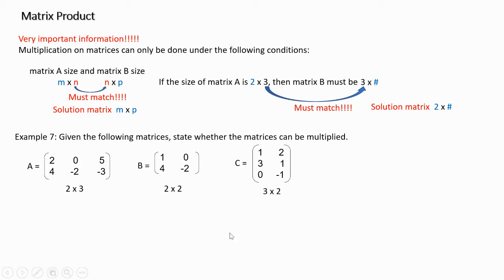Okay, now. Can we multiply A times B? Matrix A times matrix B. Check this out. It's always good to put them like this. Matrix A is 2 by 3. Matrix B is 2 by 2. Can we do the operation on this one? Can we multiply them?